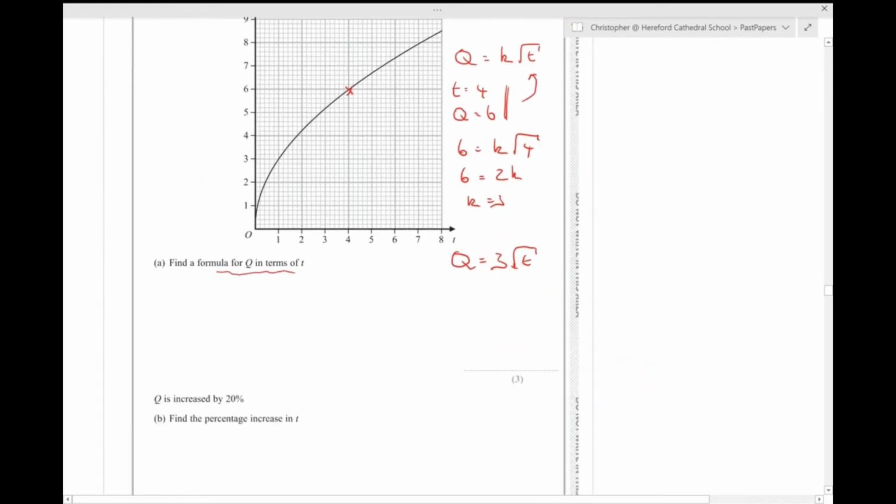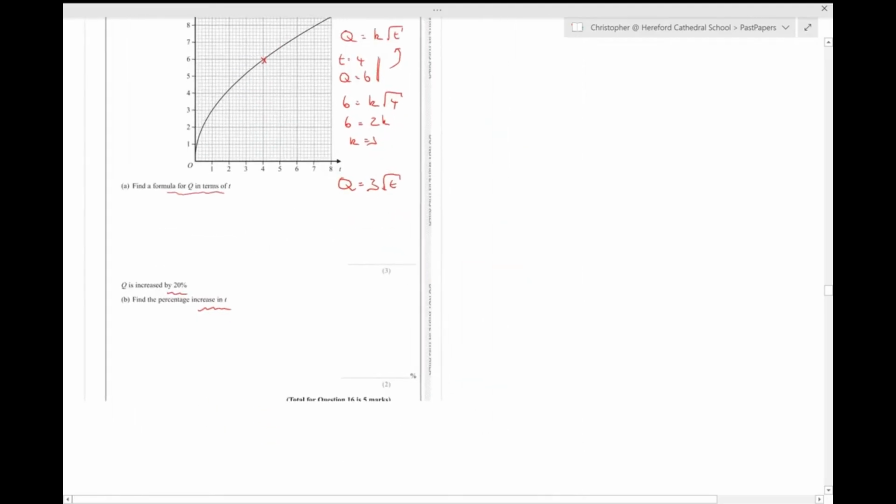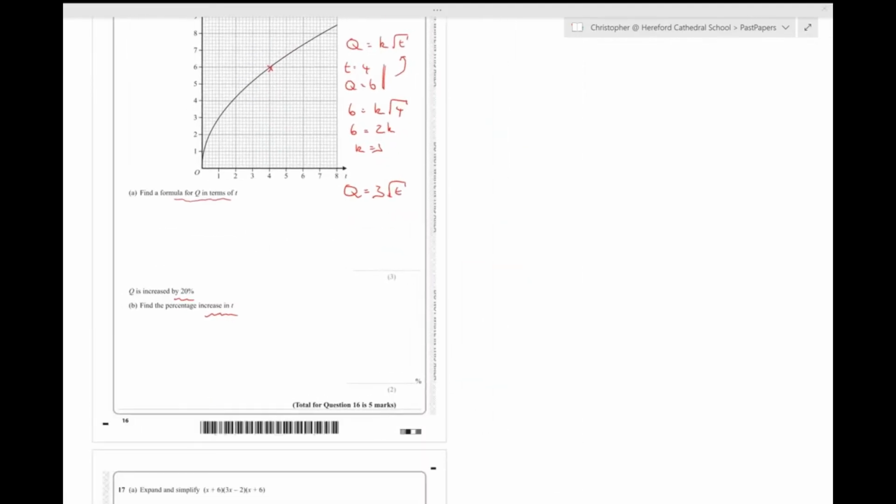Part B. Q is increased by 20%. Find the percentage increase in t. Well, perhaps the easiest thing to do here is to use the values of Q and t that I already know. I already know that when Q is 6, t is 4. And it asks me what happens to the value of t when I increase Q by 20%.